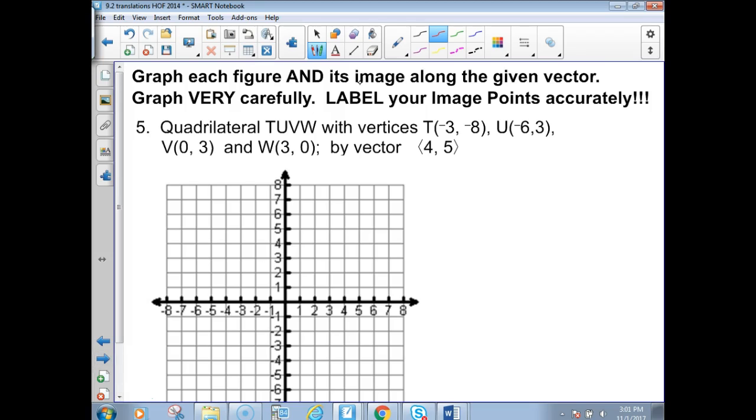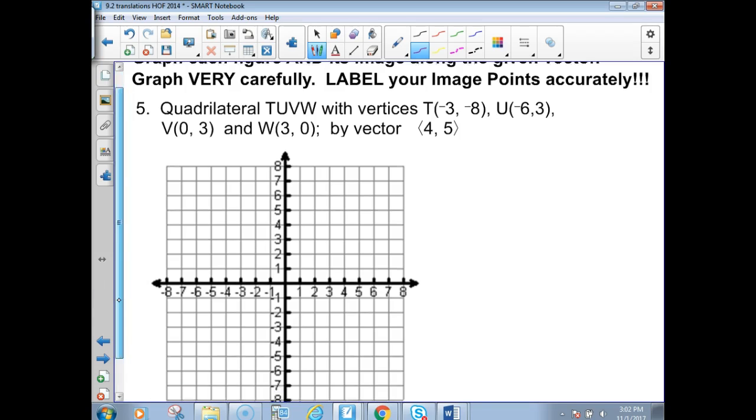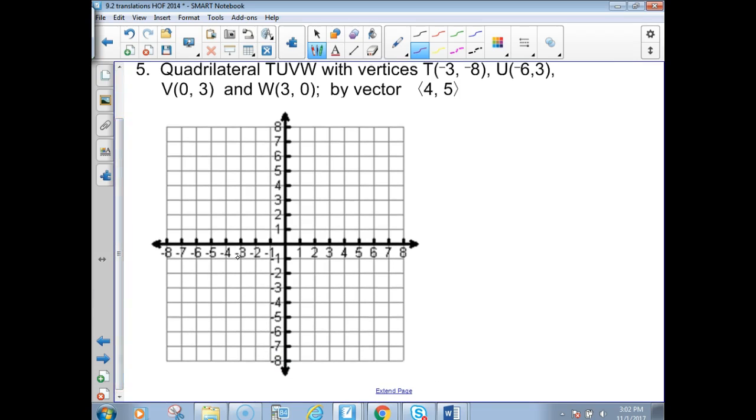All right. Graph each figure and its image along the vector and graph carefully. Label your image points accurately. Quadrilateral, we got 4 letters, quad, 4 sides. T is at negative 3, negative 8. I'm going to need to slide this up, which is way down here. Negative 6, positive 3, U.